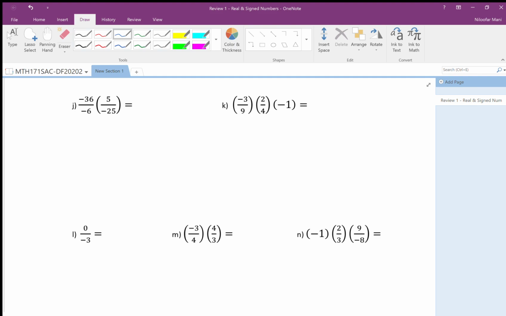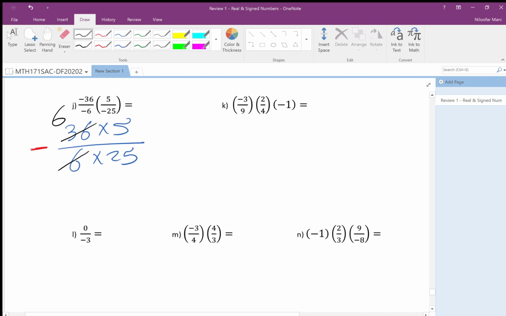So I mean, don't multiply first. First of all, how many negatives do you see? 3. How many do you really have? 3. So the answer is negative then. But how do you find the answer? So 36 times 5, 6 times 25. Don't multiply the top, don't multiply the bottom, because then it will be hard. Try to cancel from top and bottom. How do you cancel? This and this is 6. This and this is 5. So the answer is minus 6 over 5.